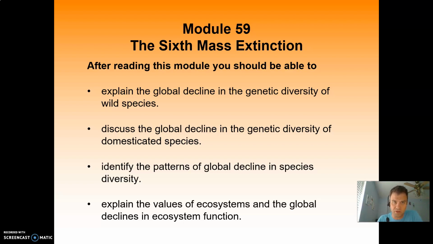After looking at this module, we're going to be able to explain the global decline in genetic diversity of wild species, look at the global decline in genetic diversity of domesticated species as well, identify the patterns of global decline in species diversity, and explain the values of ecosystems and the global decline of ecosystem function.